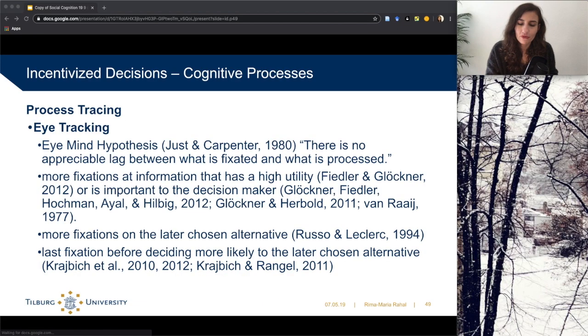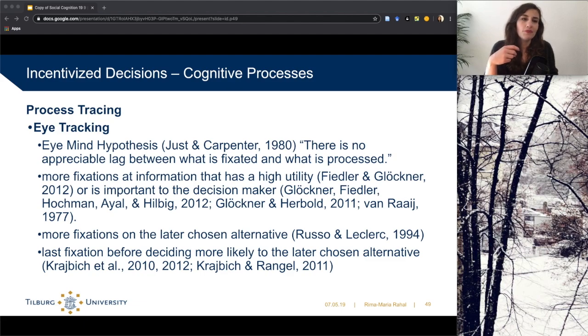Finally, I want to introduce you to yet another process tracing tool that we can use to unlock what's going on in people's minds in real time, and this is eye tracking. So eye tracking relies on the eye-mind hypothesis, which is that where the mind goes, at some point the eyes will follow. Or the other way around, you could say that what is fixated will ultimately be processed. So if I take a look at your outcomes, I will ultimately be thinking about them.